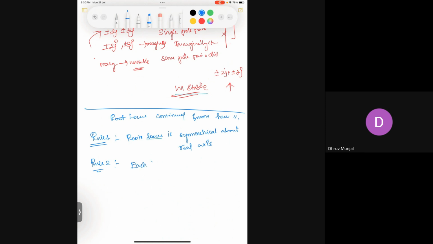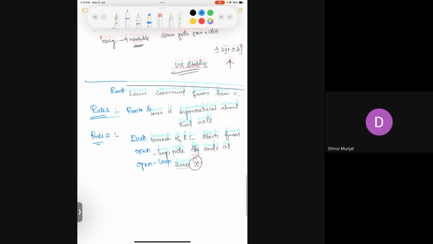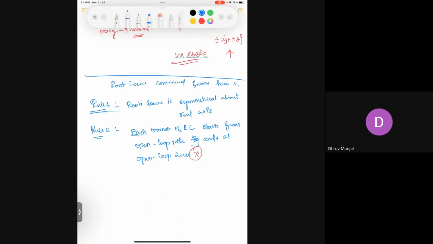And rule 2 is, each branch of the root locus starts from an open loop pole and ends at an open loop zero. This is a very important point. This might help you with a 1 or 2 marks question, so you should know this by heart. Every root locus starts from open loop poles and ends at open loop zeros.